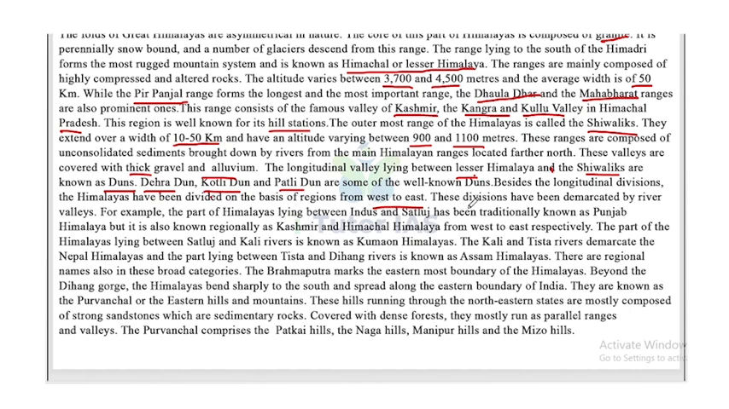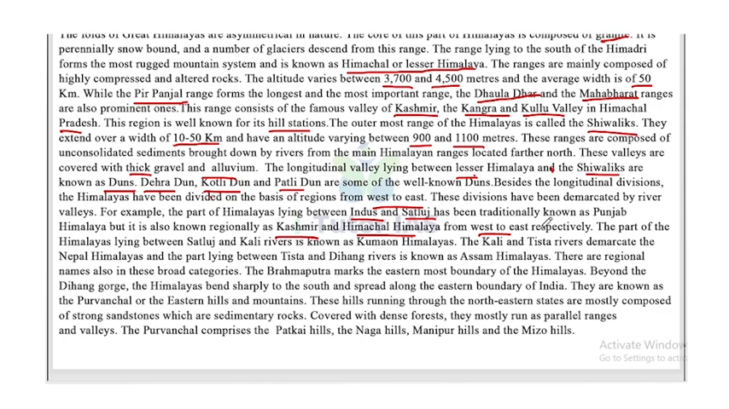These divisions have been demarcated by river valleys. For example, the part of the Himalayas lying between Indus and Sutlej has been traditionally known as Punjab Himalaya, but it is also known regionally as Kashmir and Himachal Himalaya from west to east respectively.